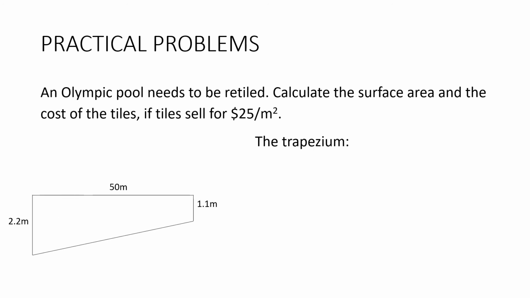Let's have a look at the trapezium now. We can tell this is a trapezium because it's got a pair of parallel lines here, and the perpendicular height is 50. So what we're going to do is put it into the formula, which is h on 2 and then brackets a plus b. A and b are the parallel sides. So 50 divided by 2, and then outside of brackets 2.2 plus 1.1, that gives us 82.5 metres squared.